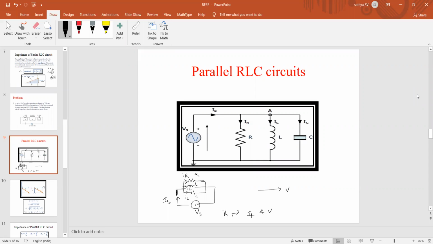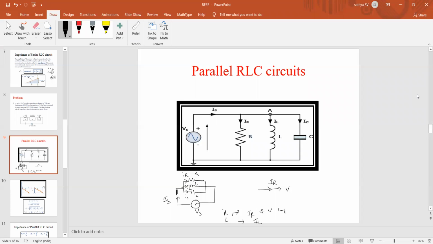How are these two getting inputs? In phase, right? That means IR. And what about IL for the inductor? IL with respect to V? Always, current in the inductor with respect to voltage: I lags V by 90. Right, I lags V by 90.